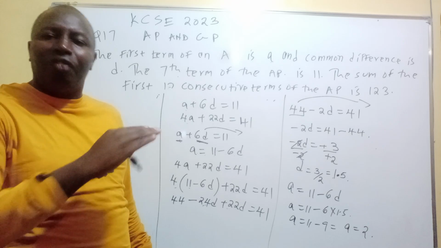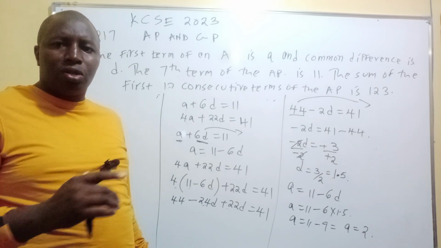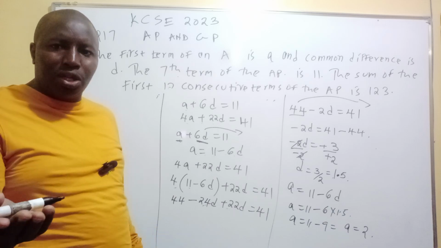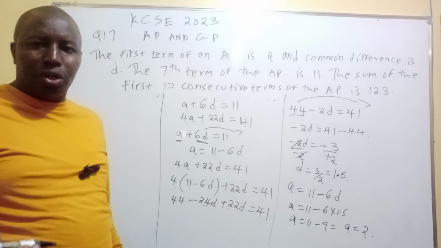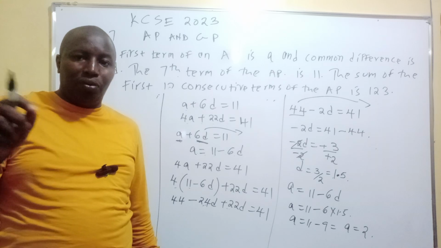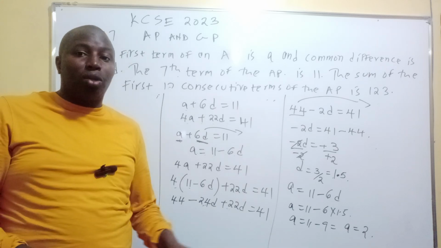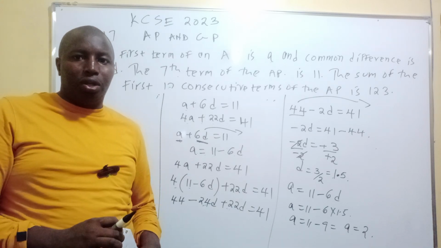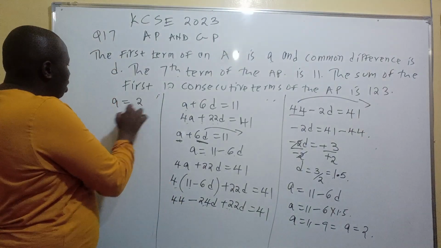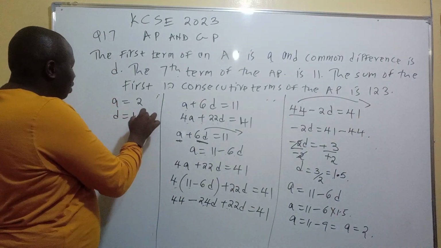And up to that level, you have 5 marks. 5 marks for forming the Q17 equation and then solving them. And that's a KCSE equation. So it's a very simple question. So that is how a student is supposed to solve that kind of question. So that was part A of the question. So note that A, the first term, is 2 and the common difference is 1.5.